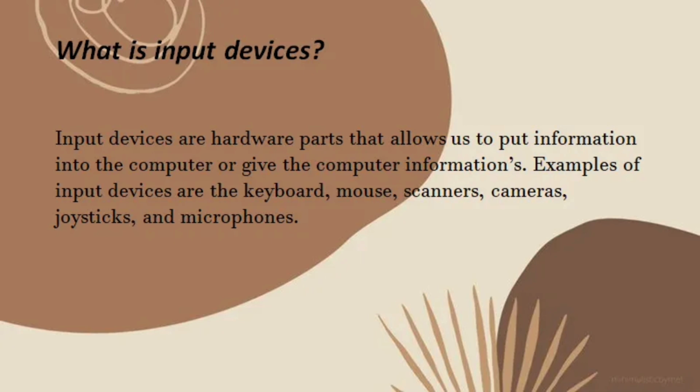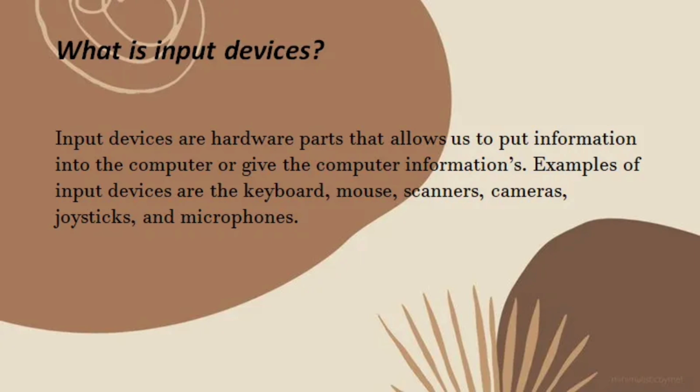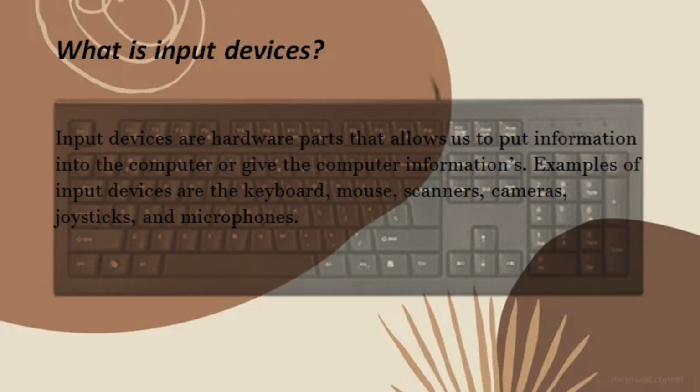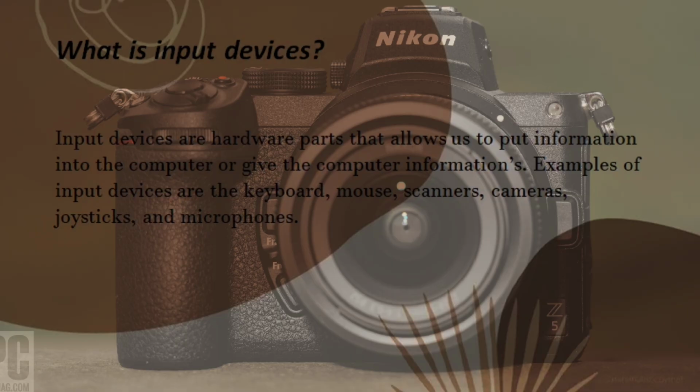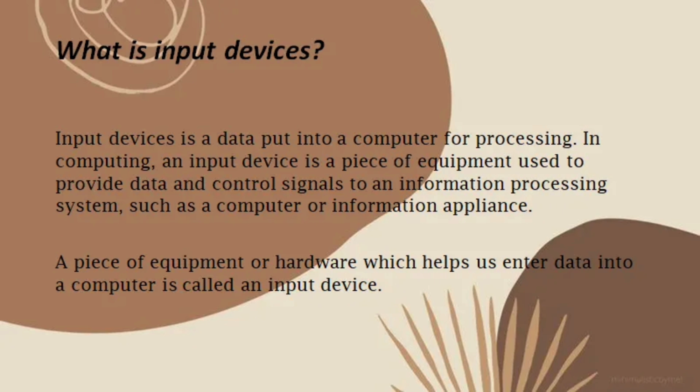To start, input devices are hardware parts that allow us to put information into the computer or give the computer information. Here are some examples of input devices. We have keyboard, mouse, scanners, cameras, joysticks, and microphones. In addition, input devices is data put into a computer for processing. In computing, an input device is a piece of equipment used to provide data and control signals to an information processing system, such as a computer or information appliance.